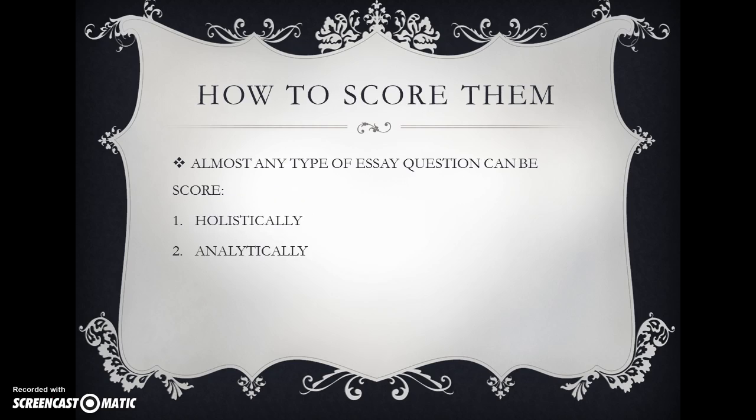How to score essay questions. Almost any type of essay question can be scored holistically or analytically. Holistic scoring is when the essay is graded as a whole, not details. On the other hand, analytic scoring provides feedback on each criteria such as organization, mechanics, word choice.